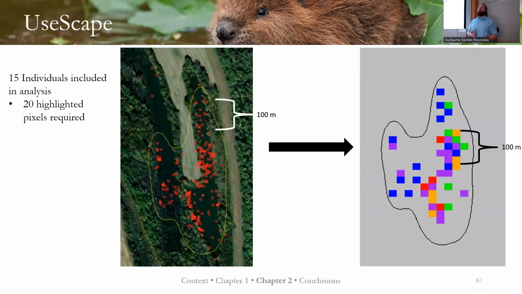And so we used 15 individuals for this analysis. Basically, the requirement was we needed at least 20 highlighted pixels for them to be included. And this is just because anything less than that, they were a bit data poor and they weren't adding much to what we were trying to figure out here. And so this is an example of a conversion of all the raw data with the associated home range boundary into an actual UseScape figure.